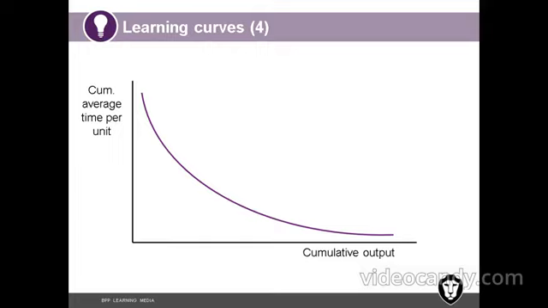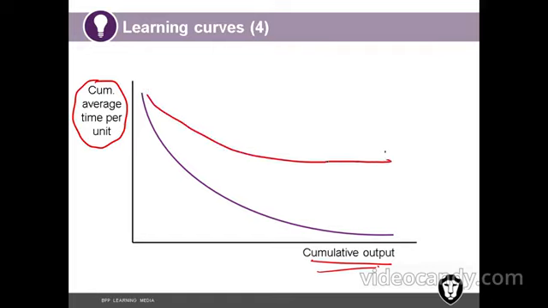And this is the popular learning curve graph. Cumulative average time on the y-axis, cumulative total production on the x-axis. The graph goes down. Let me show you two graphs. This is for a 90% learning curve. This is for a 70% learning curve. Do you understand? The learning curve 90% means the drop is less, right? Only 10% drop. So the graph will be more shallow. Whereas if it is 70%, it's deeper.